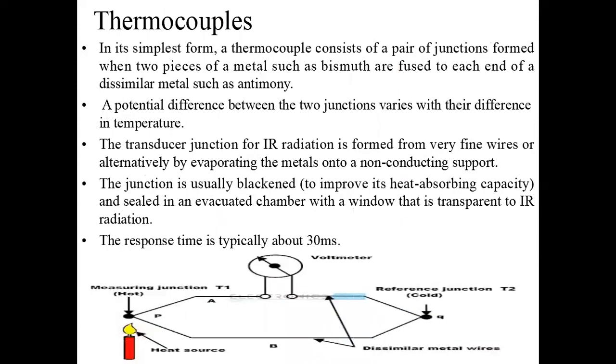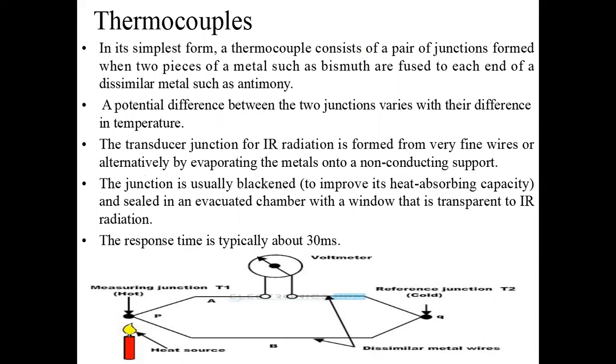Thermocouples. In its simplest form, a thermocouple consists of a pair of junctions formed when two pieces of a metal such as bismuth are fused to each end of a dissimilar metal such as antimony. A potential difference between the two junctions varies with their differences in temperature.